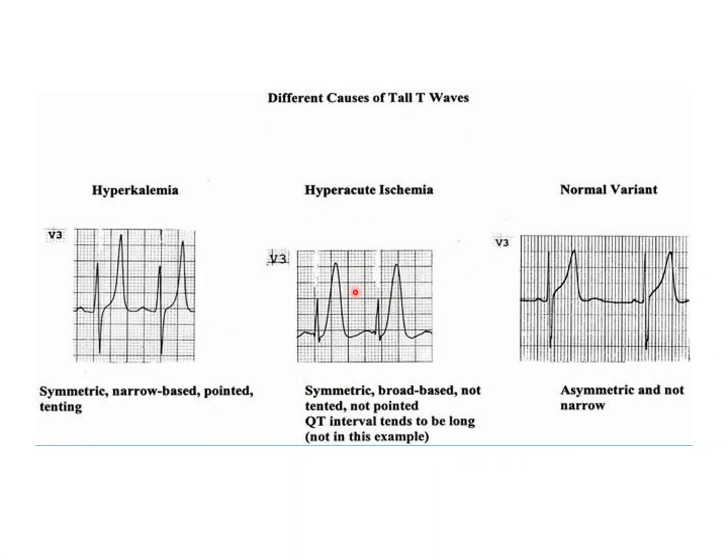But this is the picture to show you how to differentiate the peaked or tall T wave in hyperkalemia and in acute ischemic condition. Remember, in hyperkalemia you have a narrow base and a pointed tapering end. Usually the T wave will be more than the R wave in amplitude. It will be taller than the R wave.